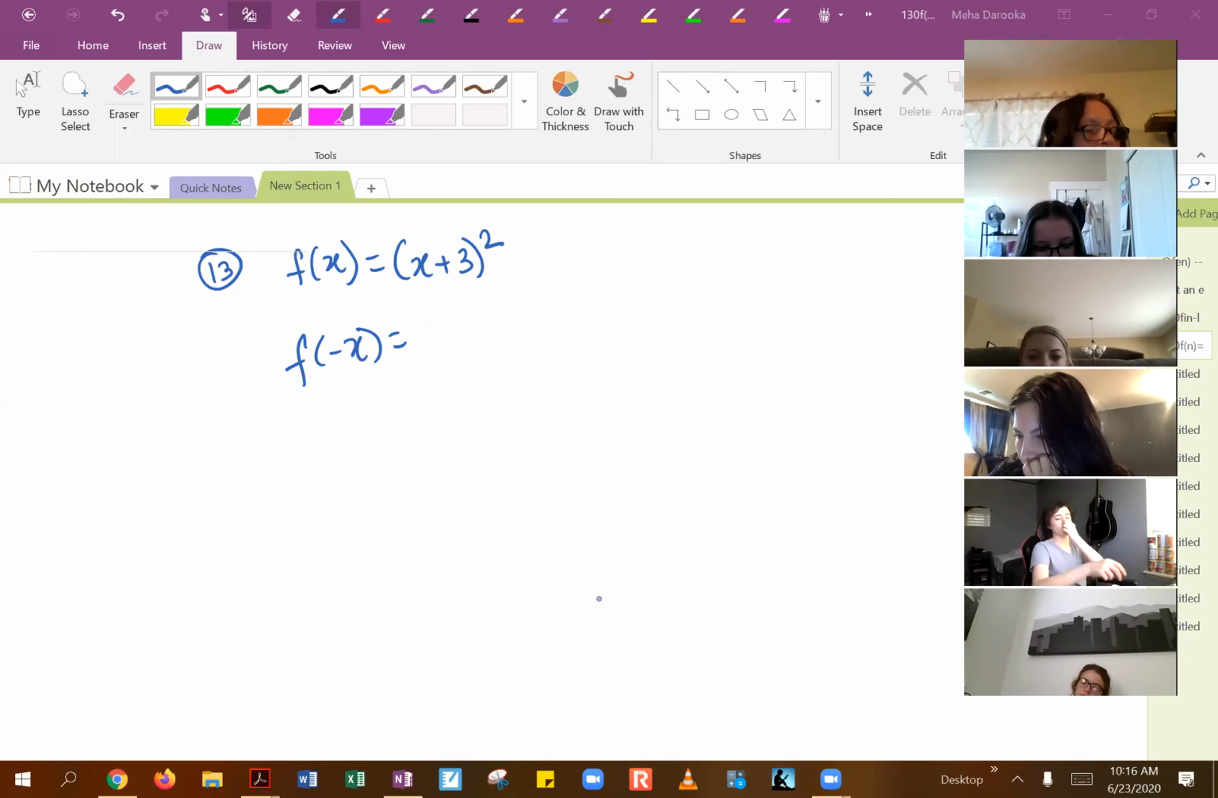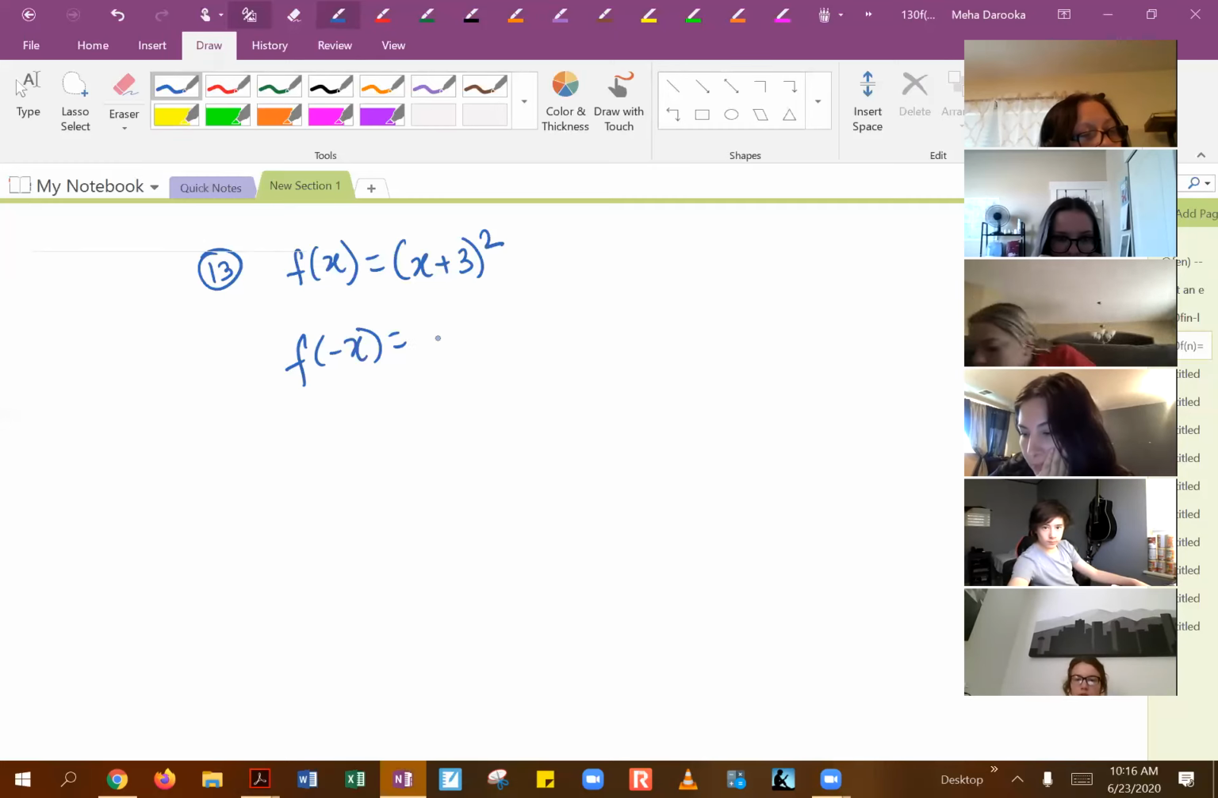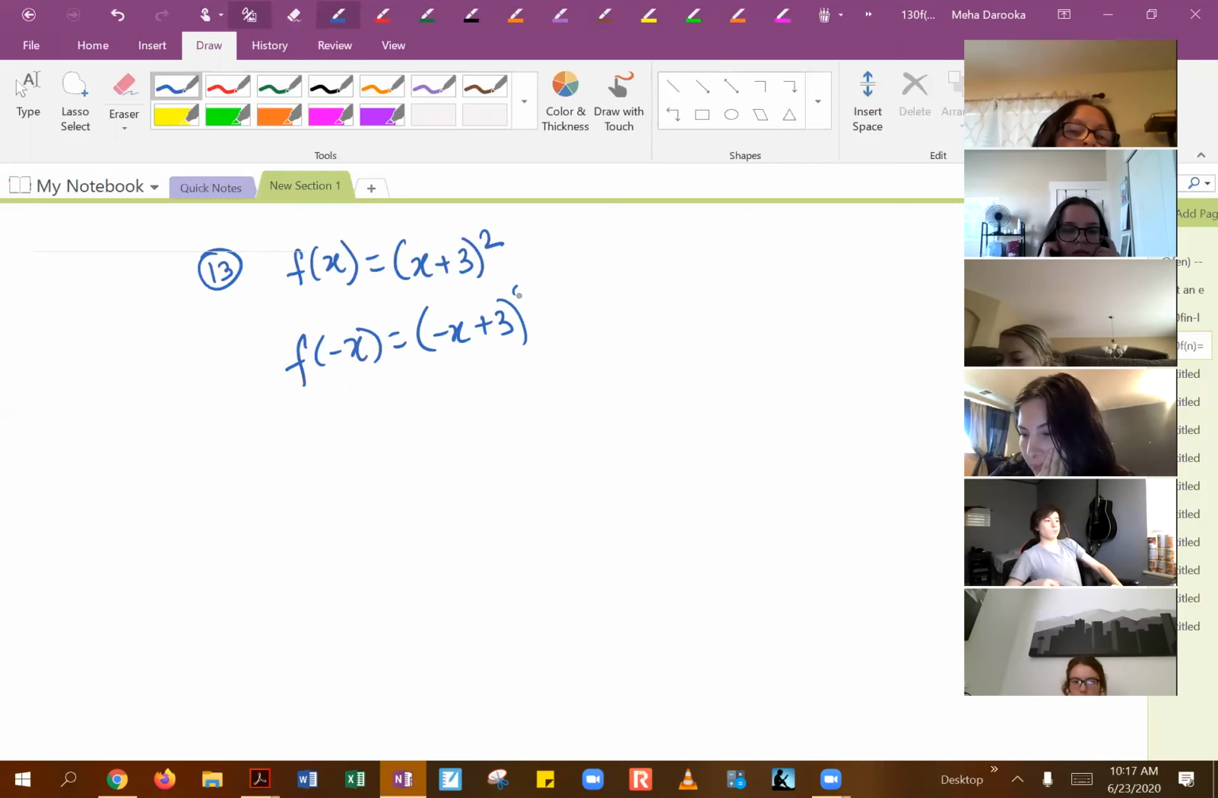It is actually not an even function. Did anybody get a different result? Because you know what's going to happen here, guys, when we take that x and replace it with negative x, we're going to end up getting negative x plus 3, the whole quantity squared, right?